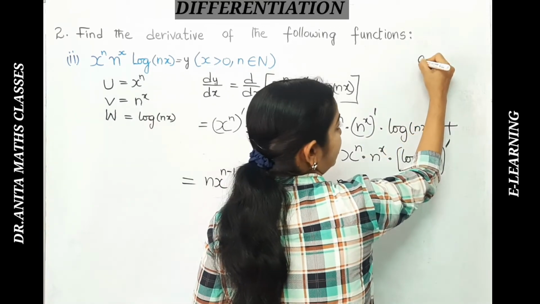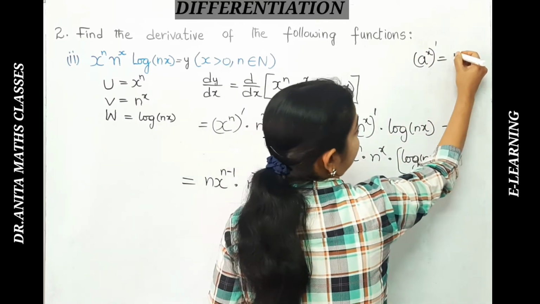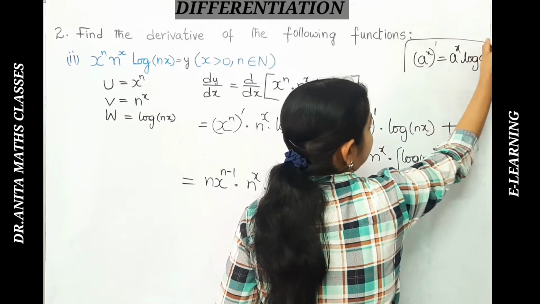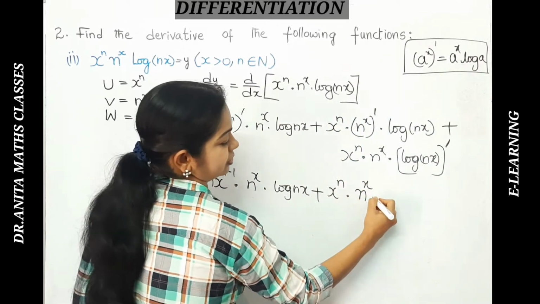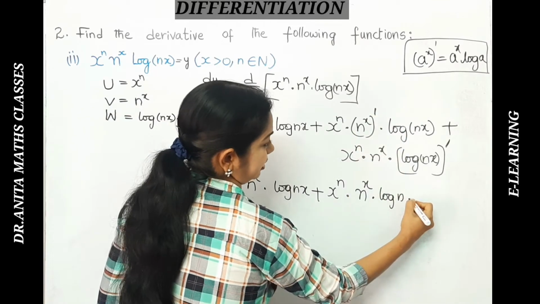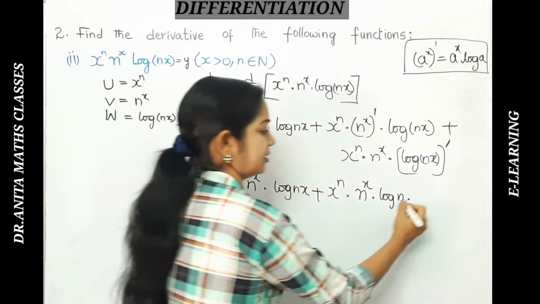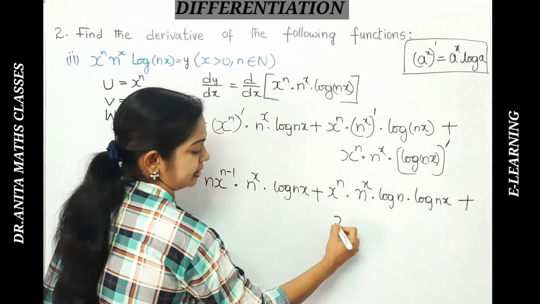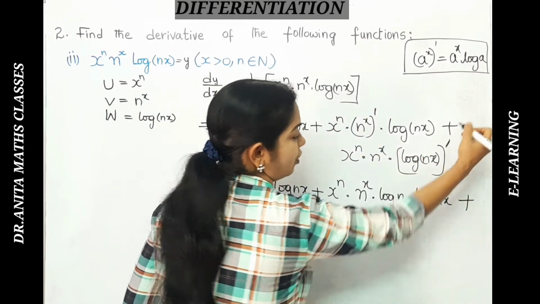We know the differentiation of a to the power of x. Okay, here that is nothing but a to the power of x log a. This is the general rule of differentiation. So that means n to the power of x log n. Okay, differentiation of this, into, again we have log of nx plus the third part is x to the power of n into n to the power of x into differentiation of log of nx.